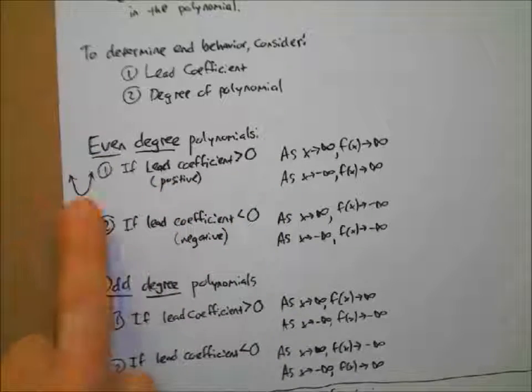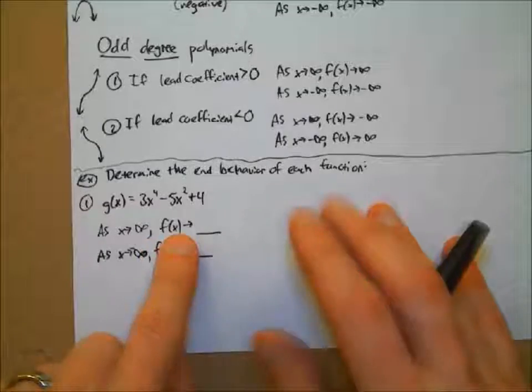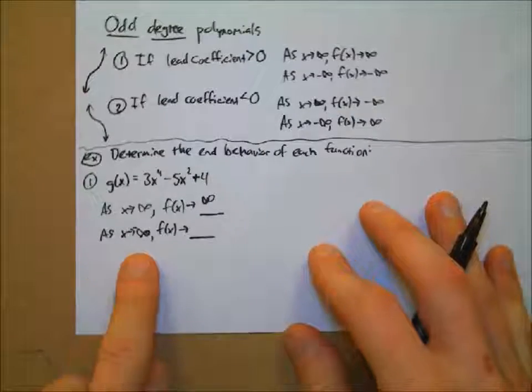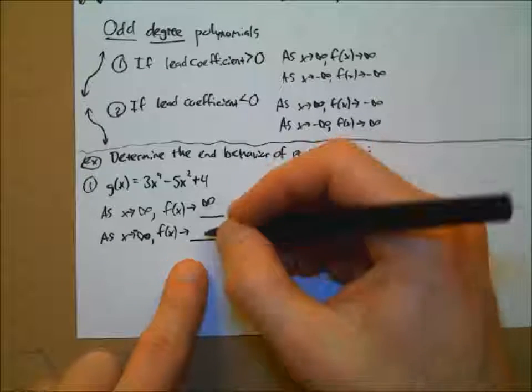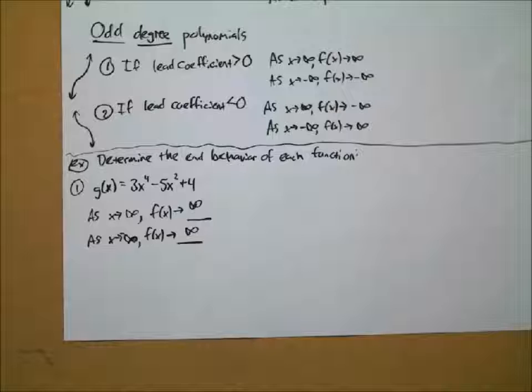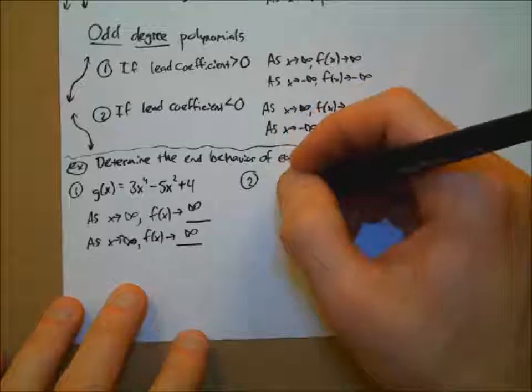Okay, so it's an even degree, positive lead coefficient, even degree, lead coefficient greater than 0. Our end behaviors are like this. So as x approaches infinity, f of x will approach infinity. And as x approaches negative infinity, f of x will approach infinity. That's right. Okay. Pretty straightforward stuff, right? Let's try another one.